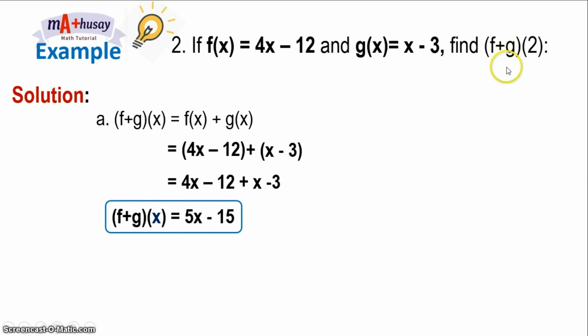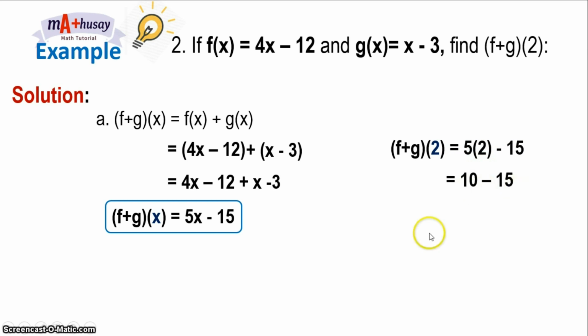So, since we're looking for f plus g of 2, isa-substitute natin ngayon dito ang 2 sa x. So, f plus g of 2 is equal to 5 times 2 minus 15. Dahil i-evaluate natin si 2 ngayon. So, 5 times 2, that's 10. Minus 15, it's negative 5. So, if we are going to add the two functions and evaluate it with x equals to 2, ang ating sagot ay negative 5.